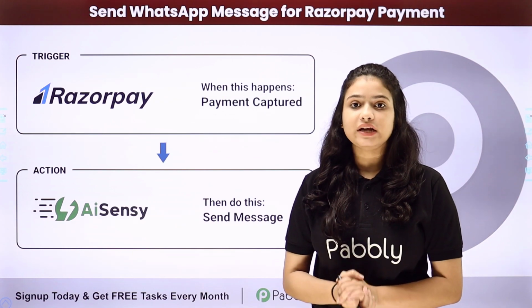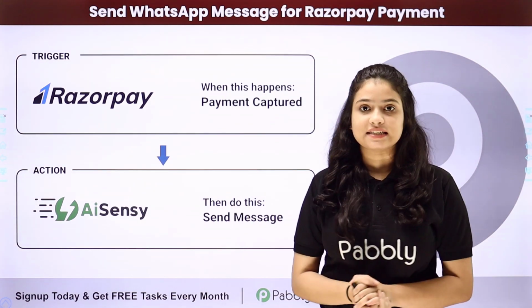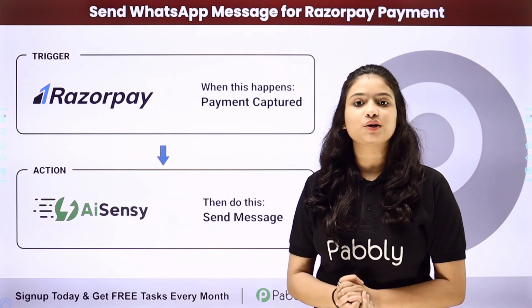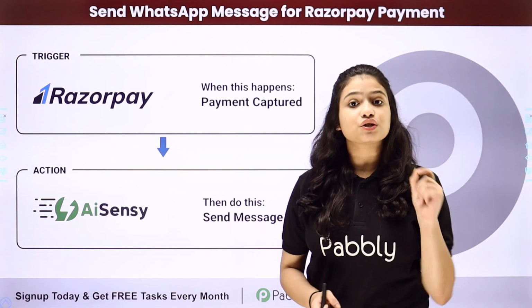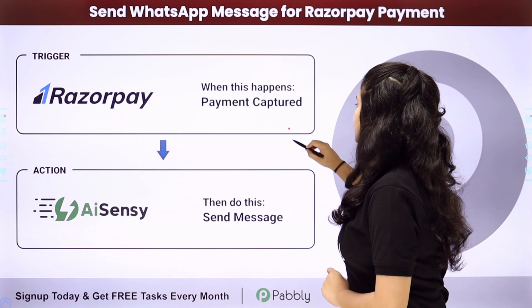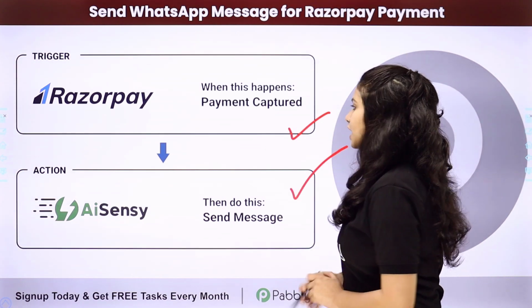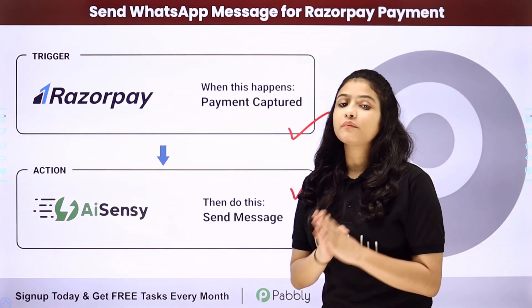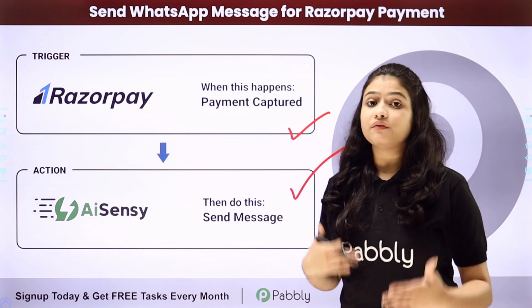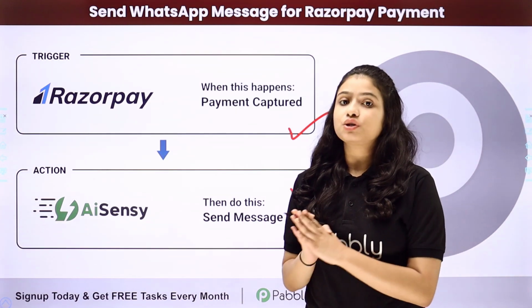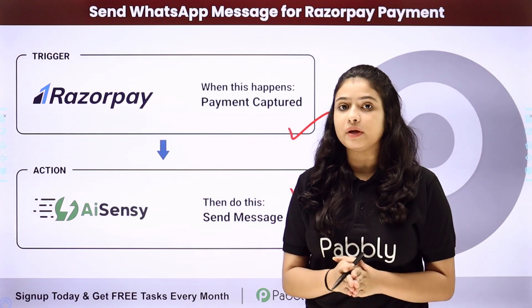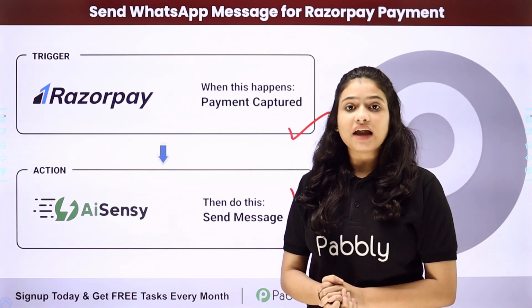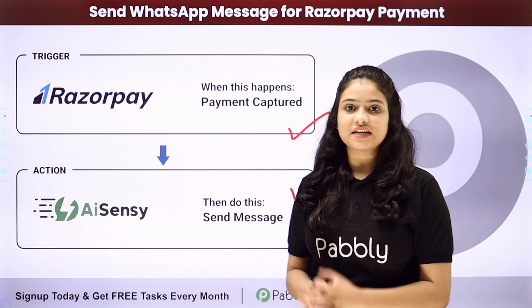For that we will have to integrate Razorpay with Aisensy, and to do this we are going to use an automation and integration software, Pabbly Connect, in order to connect both of them. So we have Razorpay as our trigger and Aisensy as our action. We will connect both of them using Pabbly Connect in such a way that whenever a new payment is captured through Razorpay, a WhatsApp message will automatically be sent to the person who has made the payment by using Aisensy. And in order to learn the entire process step by step, let me take you to my screen.